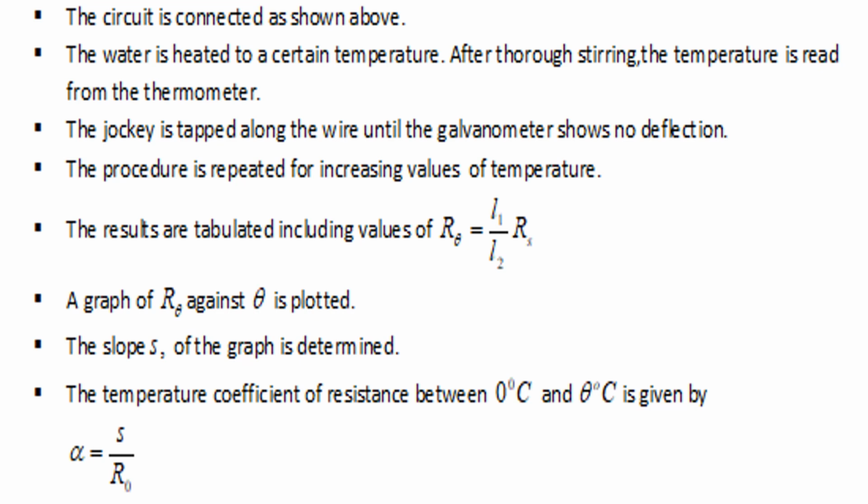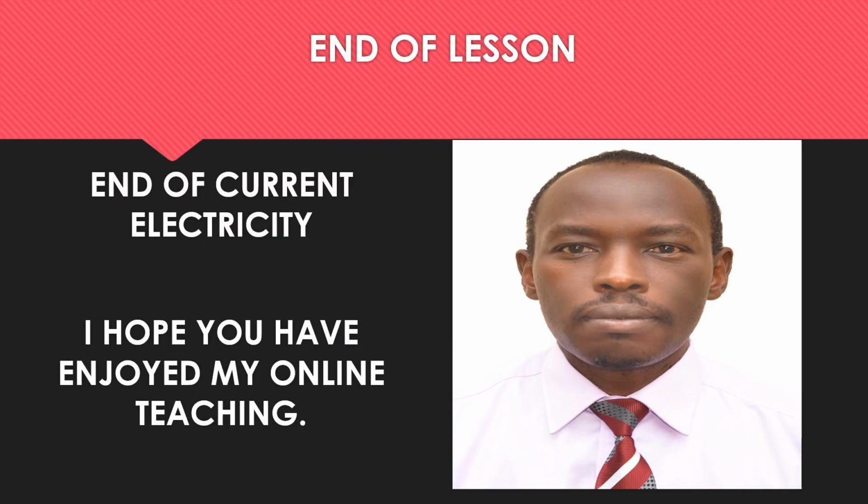A graph of R theta against theta is plotted. A straight line graph is obtained and the slope of that graph is determined. The temperature coefficient of resistance between 0 and theta degrees is going to be equal to the slope divided by the resistance at 0 degrees. So that is how we determine the temperature coefficient of resistance of a wire.